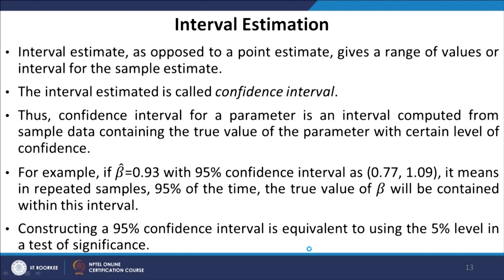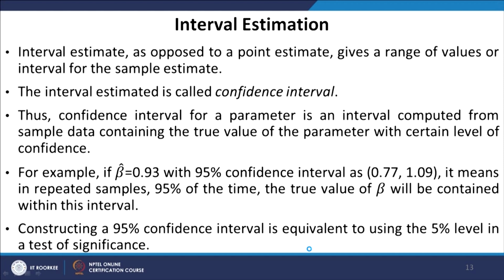Now, coming to the interval estimation. So far we were talking about the significance level approach, now we are getting into the confidence interval approach. An interval estimate, as opposed to a point estimate, gives a range of values or interval for the sample estimate. The interval estimated is called confidence interval. Thus, confidence interval for a parameter is an interval computed from sample data containing the true value of the parameter with a certain level of confidence.